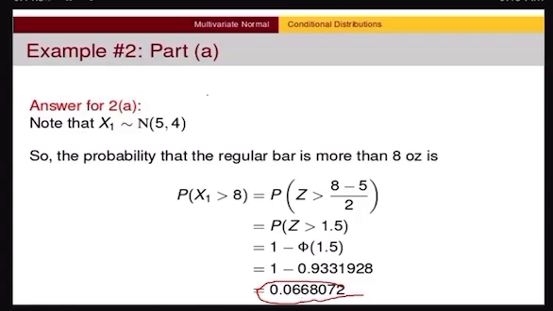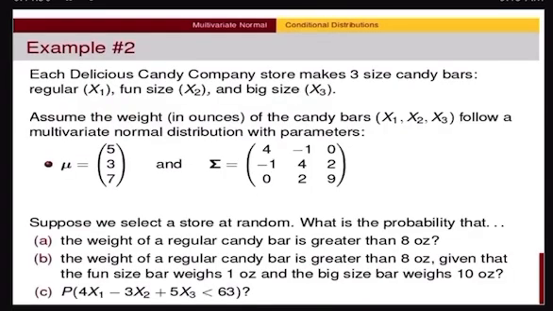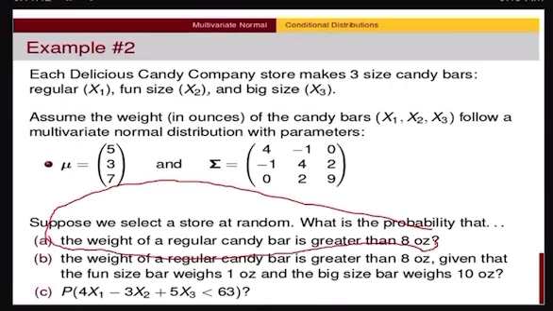So what I'm trying to say, if you go back to the question, about 7% of the regular candy they are talking about will have their weight greater than 8 ounce. That's what it means. Okay, now I'm actually going to go to question B.